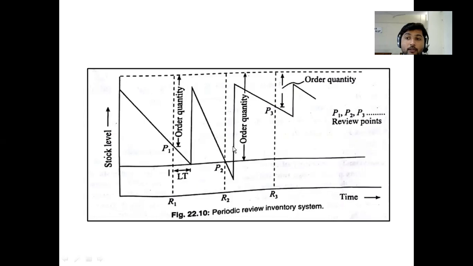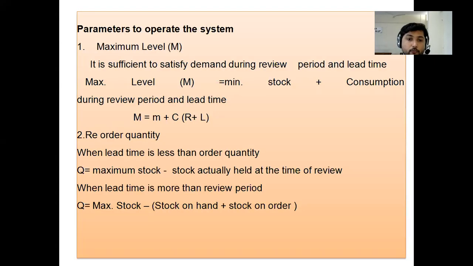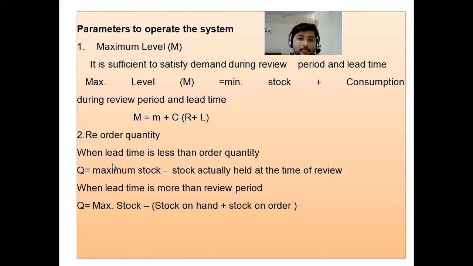So here your lead time for receiving the material is more than the review period. Here the lead time is greater than the review period. So for that purpose, we need to consider different formulas. Here, when lead time is less than the review period, Q will be calculated. Q is nothing but the ordering quantity. Q will be equal to maximum stock minus stock actually held at the time of review.